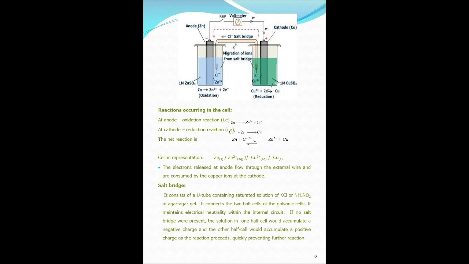In one container, the zinc electrode is dipped, and in the other container, the copper electrode is dipped. The container with zinc has zinc sulfate and the one with copper has copper sulfate. These two electrodes are connected with the help of a wire externally. They are also connected with the help of a salt bridge.